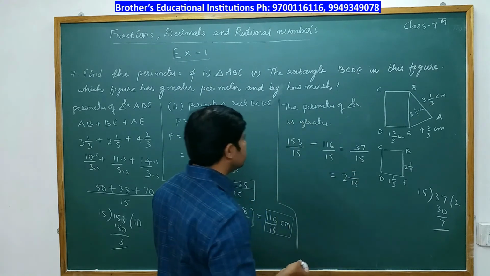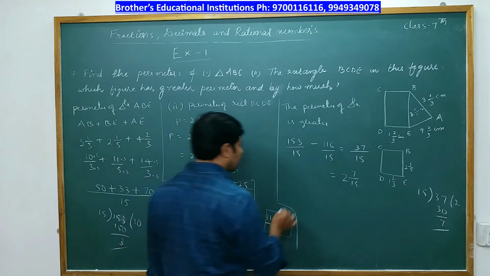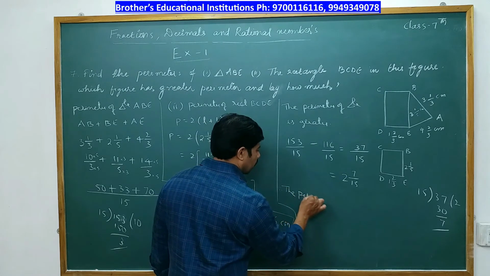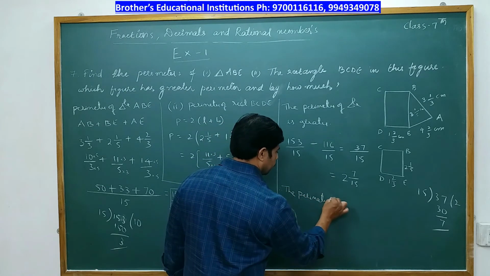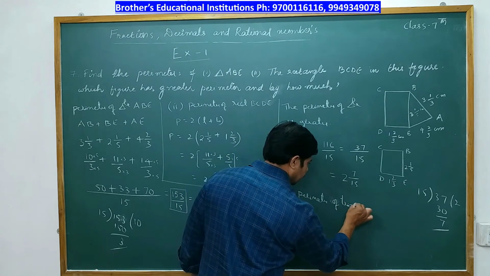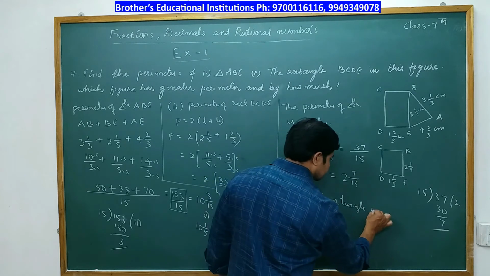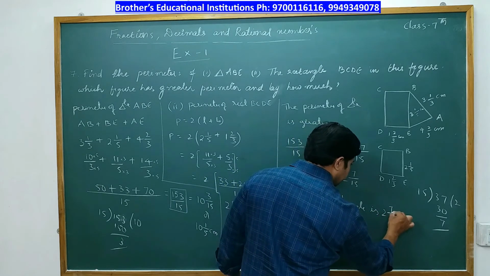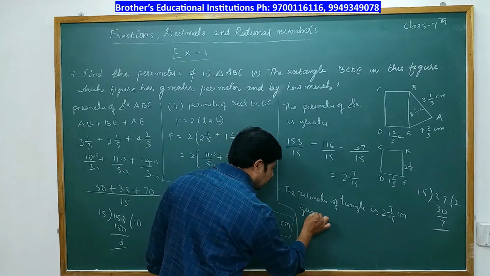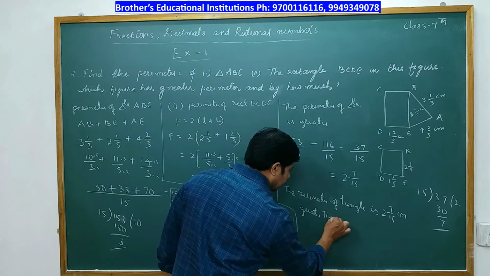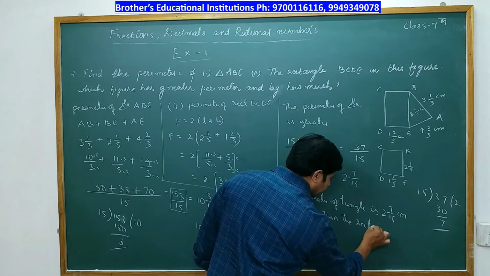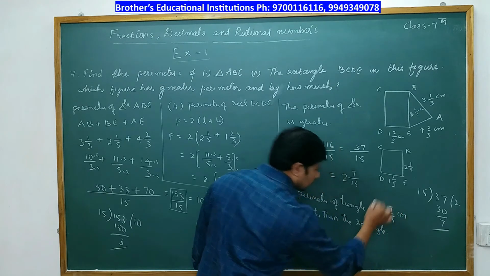So therefore, which is greater? Perimeter of the triangle is greater. By how much? So therefore the perimeter of the triangle is 2 7 by 15 centimeters greater than the rectangle. Okay, so this is completed.